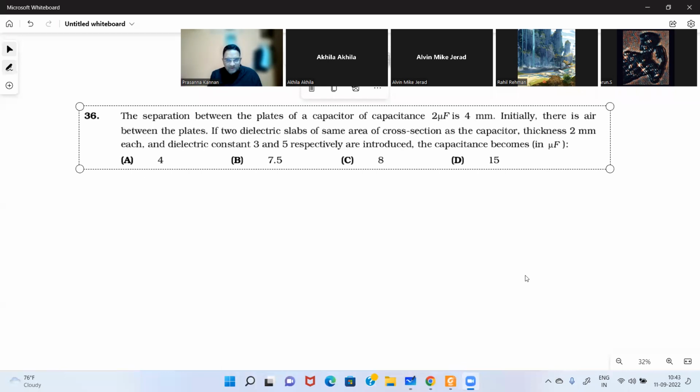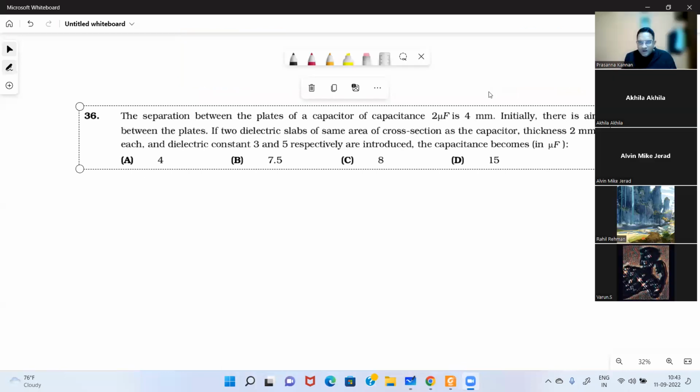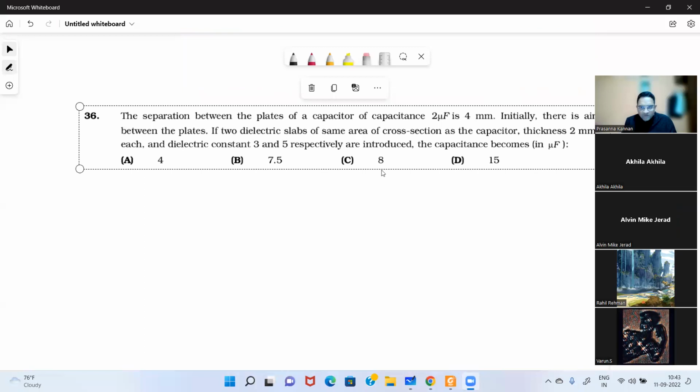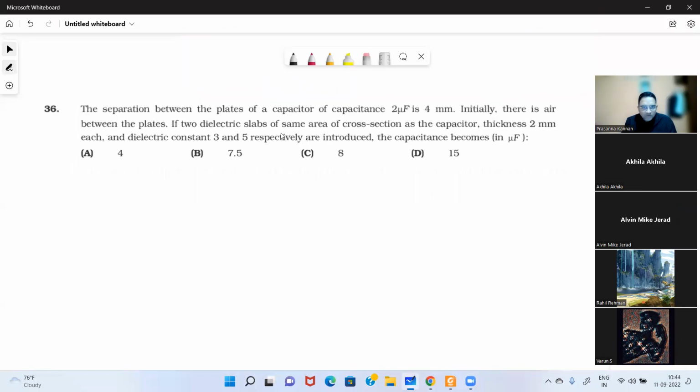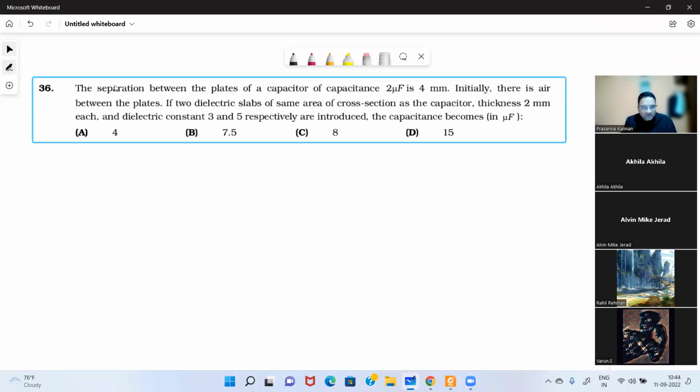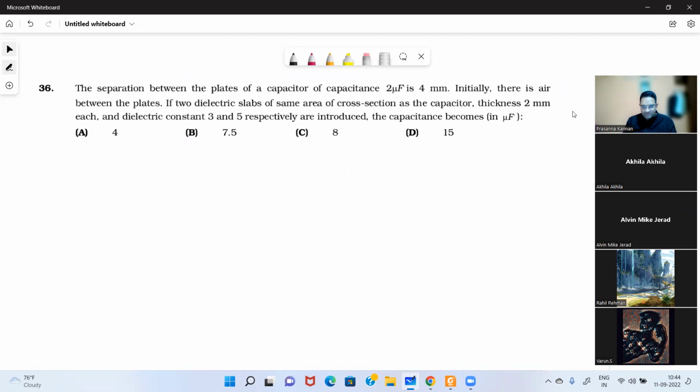And now we'll look at the next question here. I hope you're able to see the question. The separation between the plates of a capacitor of capacitance 2 microfarad is 4 millimeter. Initially, there is air between the plates. If two dielectric slabs of same area of cross section as that of the capacitor and thickness 2 millimeter each and dielectric constant 3 and 5 respectively are introduced, then what will happen to the capacitance?